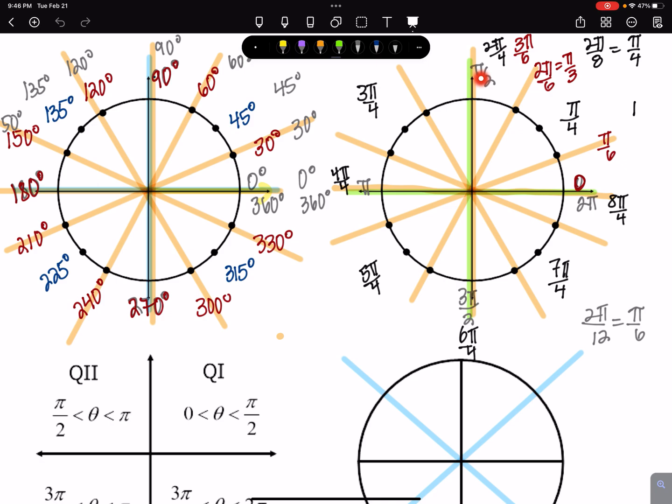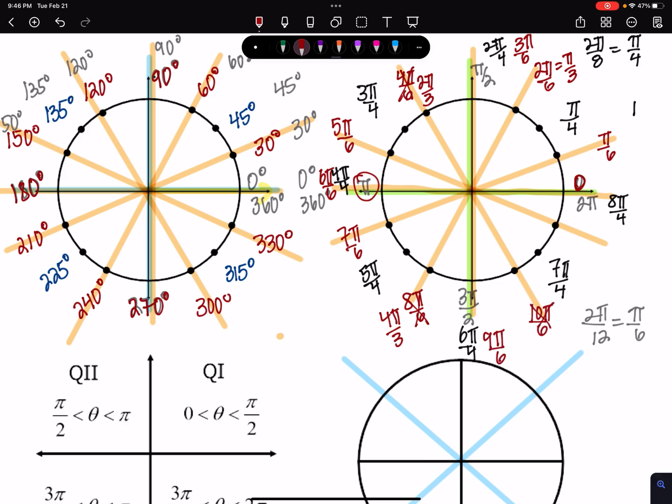3 pi over 6 is the same thing as pi over 2. And then the next one is going to be 4 pi over 6, and 4 pi over 6 reduces to 2 pi over 3. And then we have 5 pi over 6, which does not reduce. And then I have 6 pi over 6, which reduces to pi. And then 7 pi over 6. And then the next is 8 pi over 6, which reduces to 4 pi over 3. And then 9 pi over 6, which is just 3 pi over 2. And 10 pi over 6, which reduces to 5 pi over 3. And then 11 pi over 6, which does not reduce. And then 12 pi over 6, which is just 2 pi.